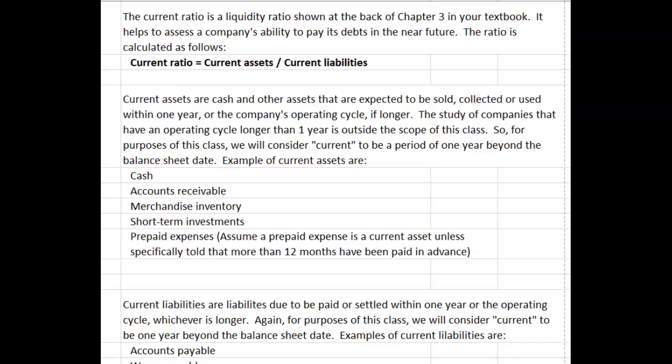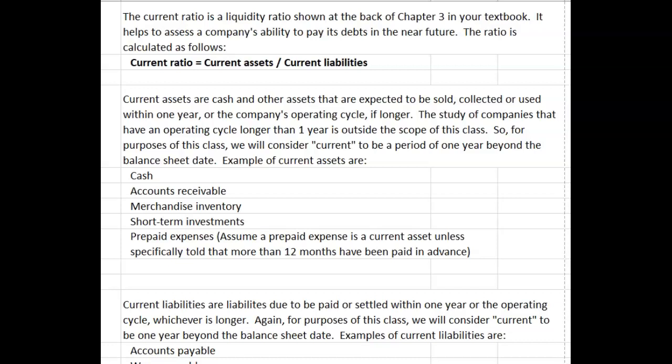Hi everyone. In the previous video, we talked about the profit margin. In this video, we're going to discuss the current ratio and do some calculations. The current ratio is a liquidity ratio shown at the back of Chapter 3 in your textbook. It helps to assess a company's ability to pay its debts in the near future. The ratio is calculated as follows. Current assets divided by current liabilities.